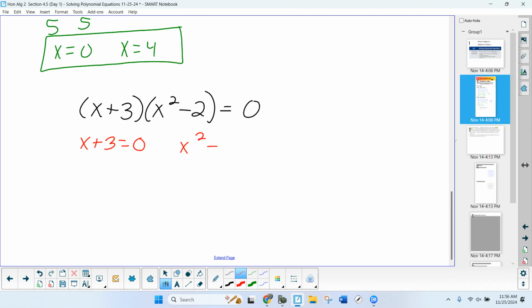Now, what do you do to solve this one? Subtract 3. And when you do, what do you get? X equals what? Negative 3.